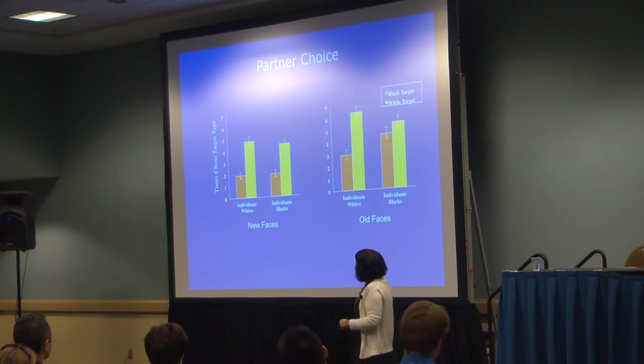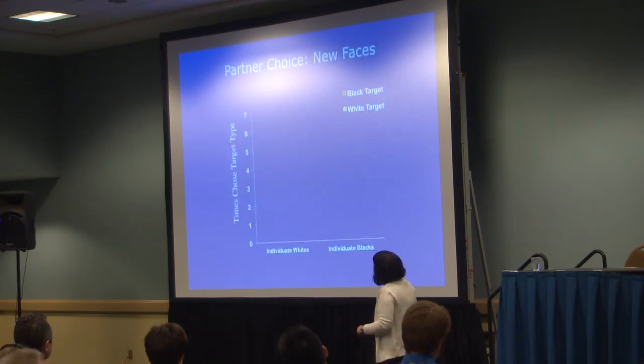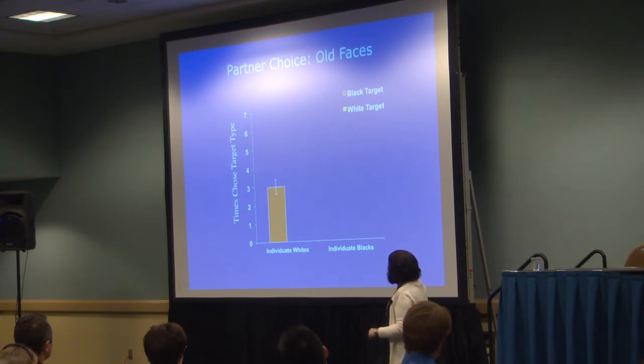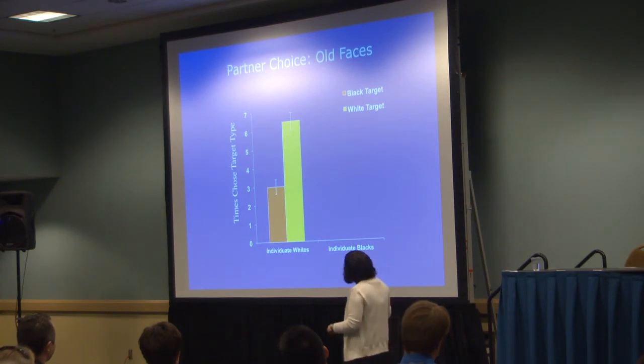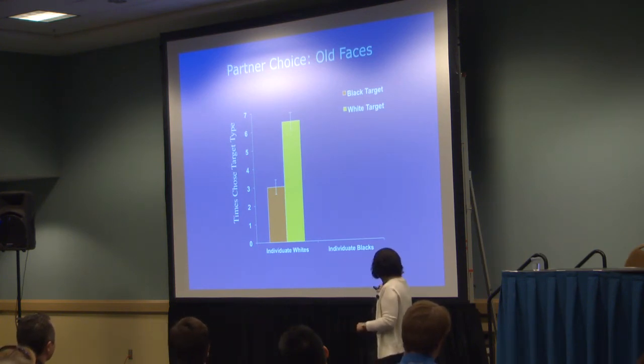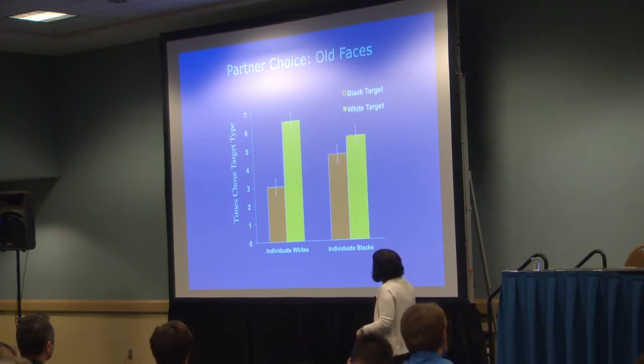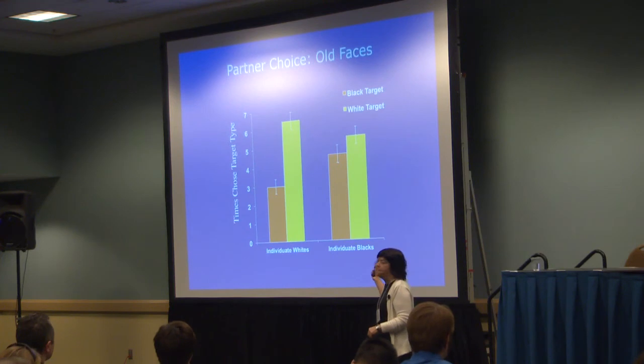When we look at the partner choice condition, a significant three-way interaction, and we look at the new faces, there's no difference in the individuate white and black condition. They always choose more whites than blacks, surprisingly enough. When we look at the individuate black condition, however, at the old faces, that preference for white partners over black faces is no longer significant.